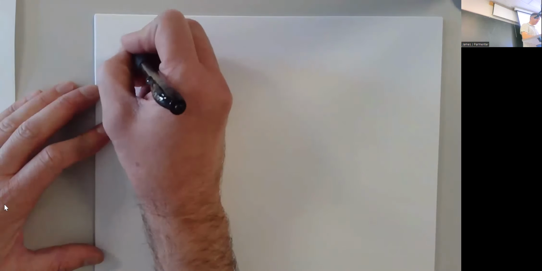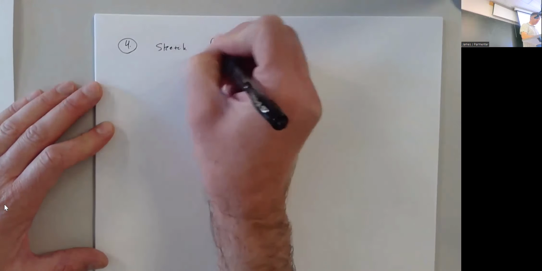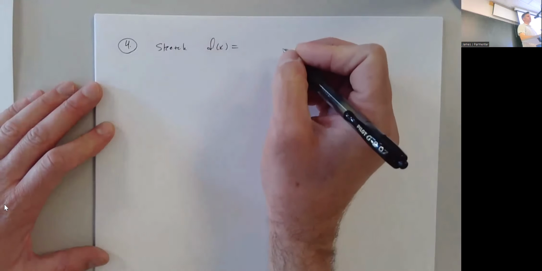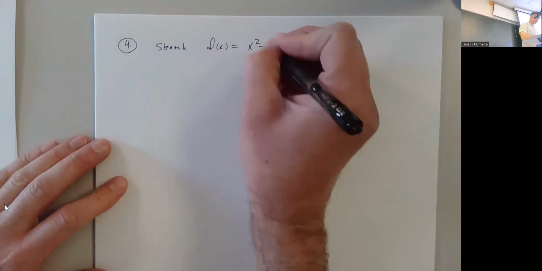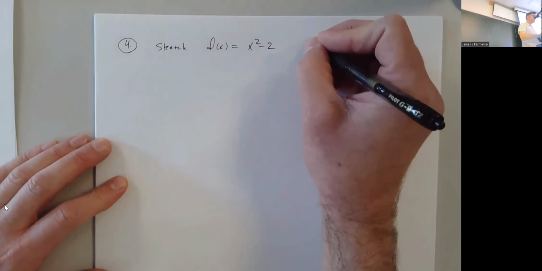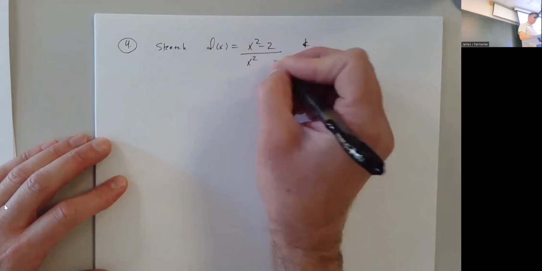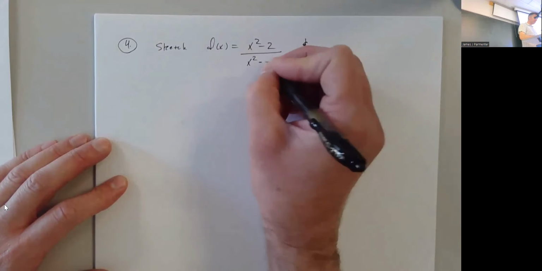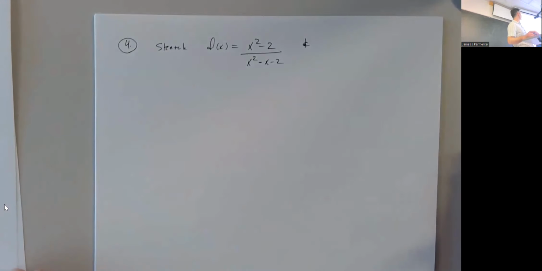Says carefully sketch after that. f of x equals x squared minus 2. And then, one more time, it was what? Yeah, x squared minus 2. And then the denominator is x squared minus x minus 2. Cool. That look right? Yeah. x squared minus 2 over x squared minus x minus 2.